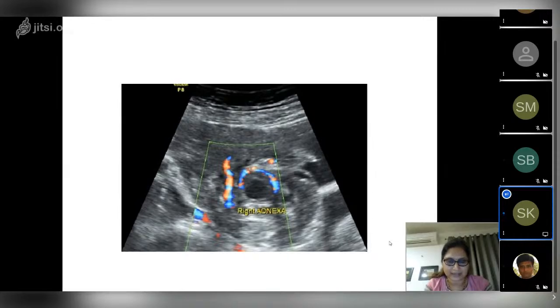As we discussed, in transvaginal sonography we will be able to pick up the pregnancy findings almost 2 weeks earlier than transabdominal. And the clarity of the window will be much better in transvaginal sonography.